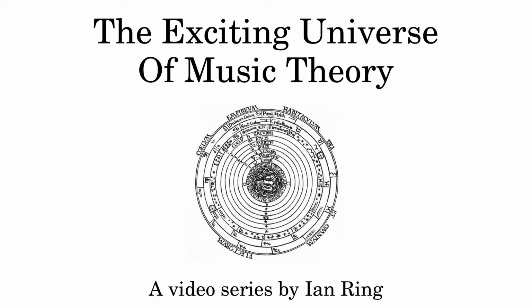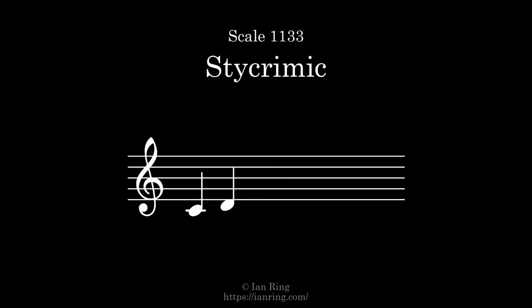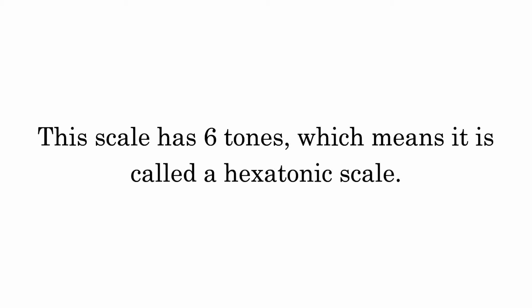Welcome to the exciting universe of music theory. Are you ready to learn? Then let's begin. Today we will talk about scale 1133, Stycrimic, which sounds like this. This scale has 6 tones, which means it is called a hexatonic scale.